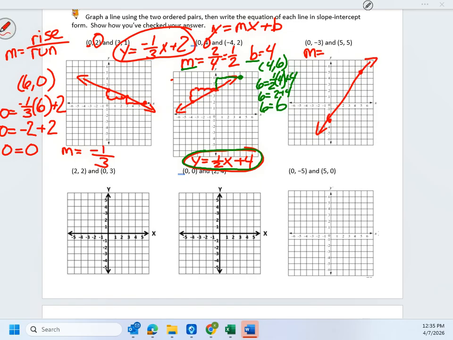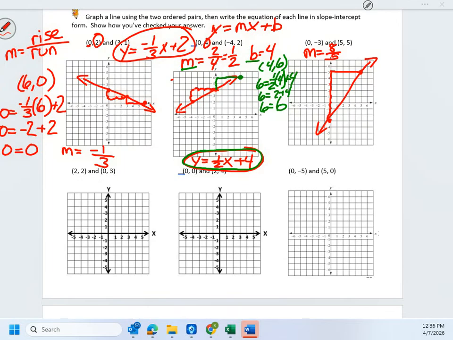I go up 1, 2, 3, 4, 5, 6, 7, 8. And then I go over 1, 2, 3, 4, 5. So is my final slope 8/5? Yes, it is. I can't simplify that. So that is my slope.